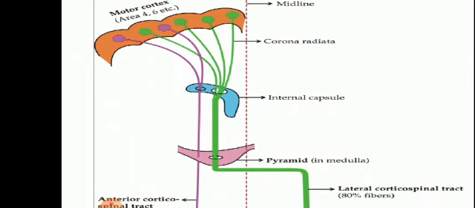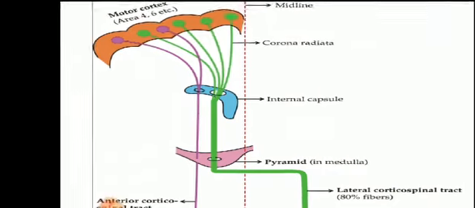And the sensory cortex also makes a contribution here. It makes a contribution of around 40% fibers to the corticospinal tract. So that's about the origin of the corticospinal tract. Now let's see how the course of the tract is.